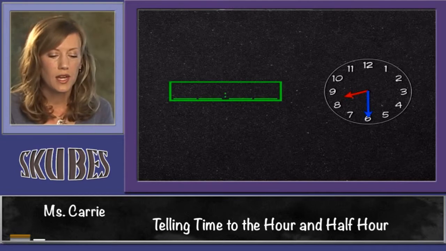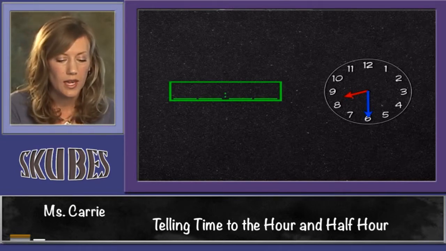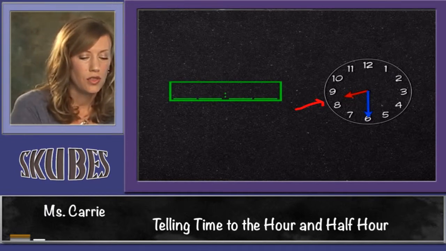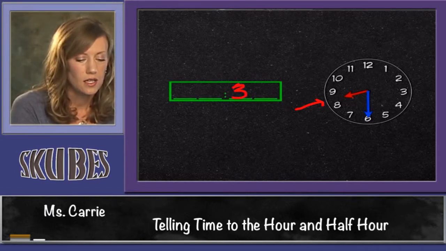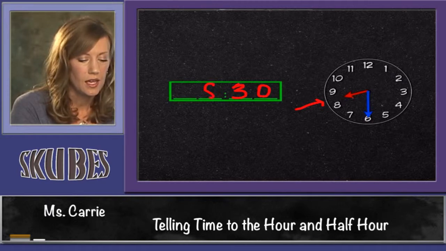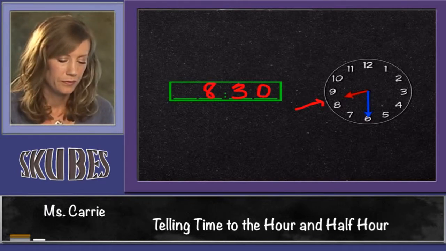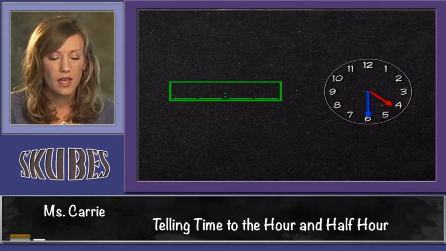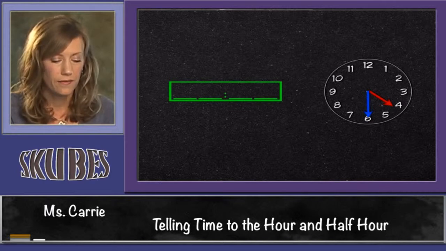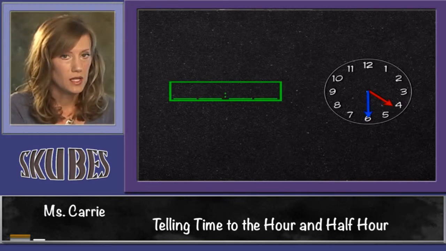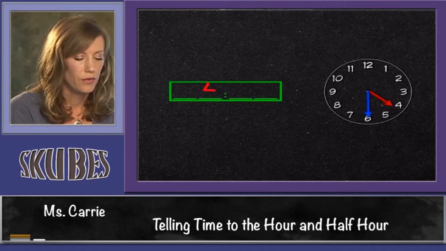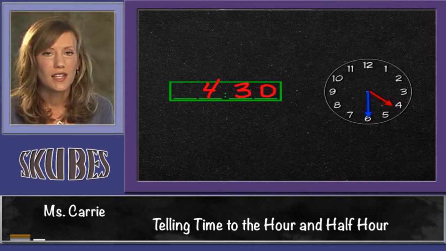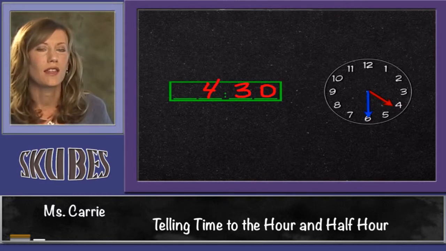Let's look at another clock. Right here we have the minute hand on the 6 and the hour hand between the 8 and the 9. That means it's 30 minutes after 8, or we can say it's 8:30. And on this clock here, we have the minute hand on the 6 and the hour hand between the 4 and the 5. That means it's 30 minutes past 4, or 4:30. That ends our lesson today on telling time to the hour and the half hour.